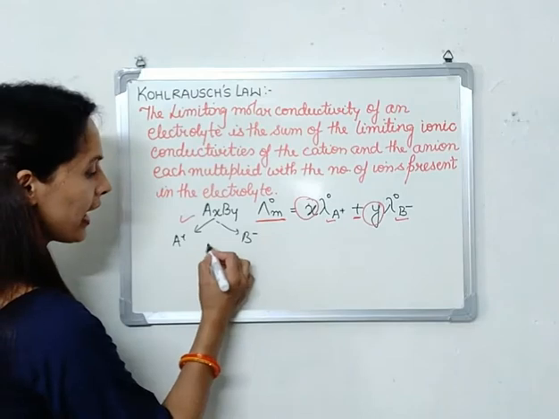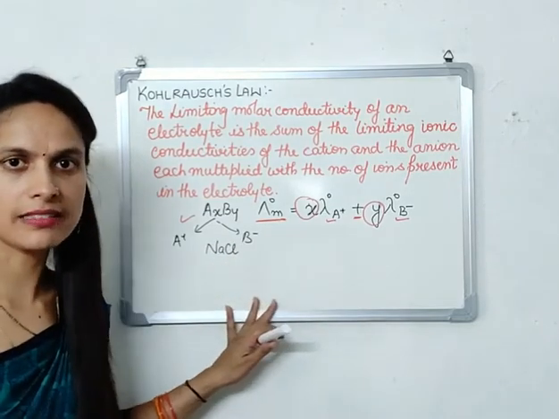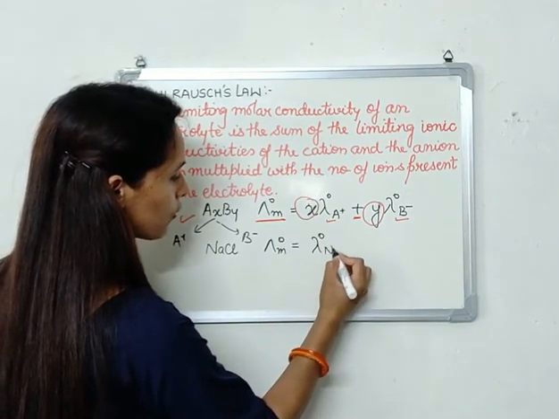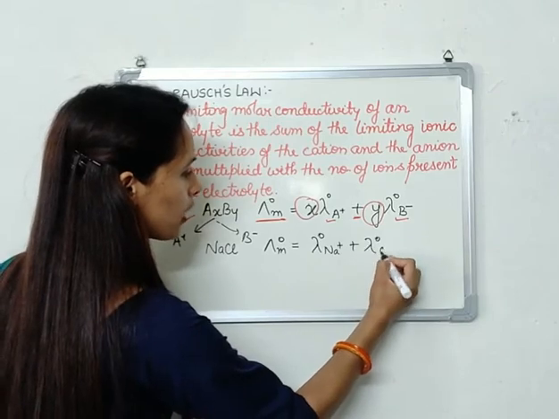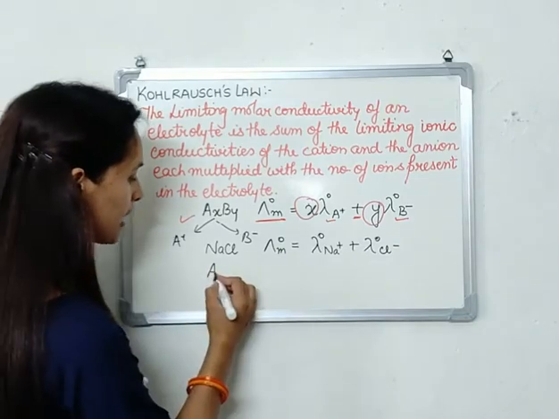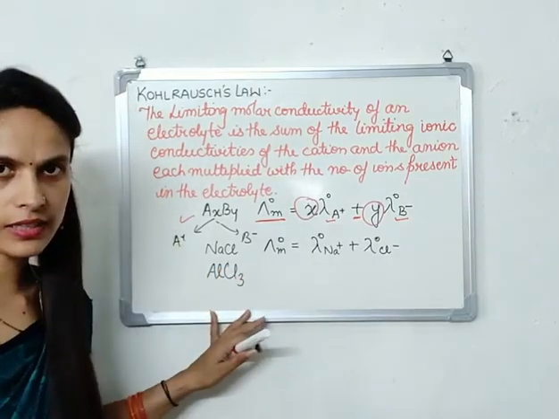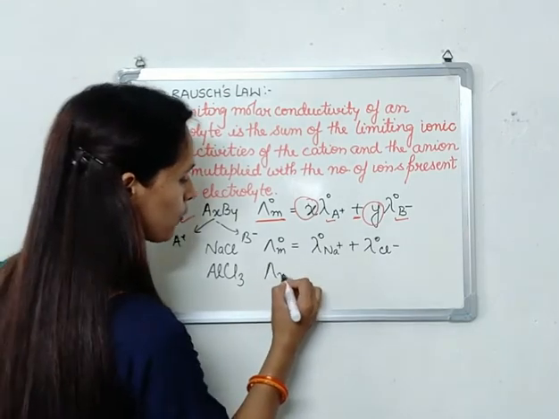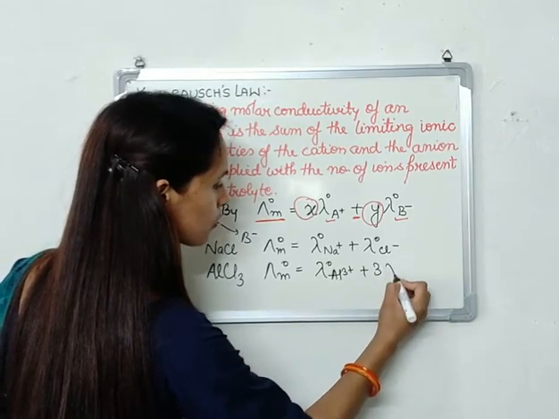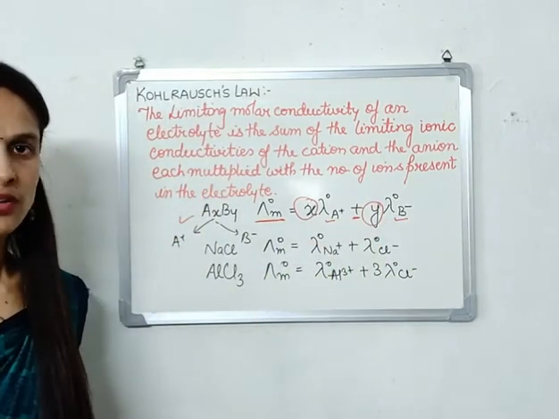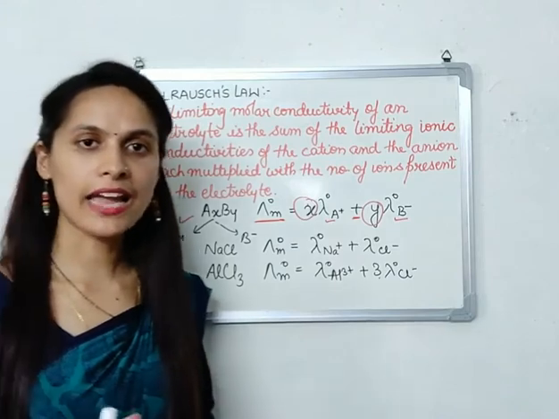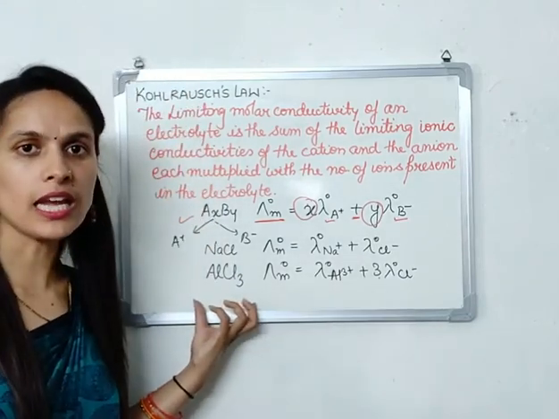Now suppose I have NaCl as an electrolyte, so lambda m naught for NaCl is equal to lambda naught for Na positive plus lambda naught for Cl negative. Similarly, suppose I have AlCl3 as an electrolyte, so lambda m naught for this becomes lambda m naught for Al3 positive plus 3 into lambda naught for Cl negative. So here 3 is not the charge of the anion, 3 is the number of anions present in one formula unit of the electrolyte.